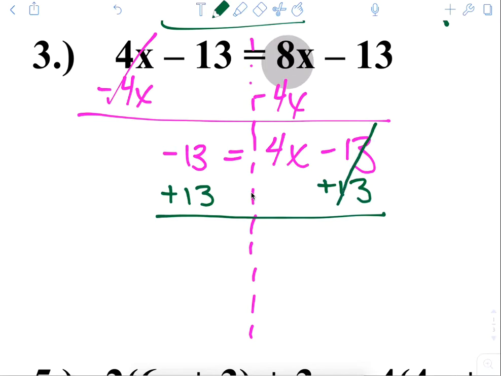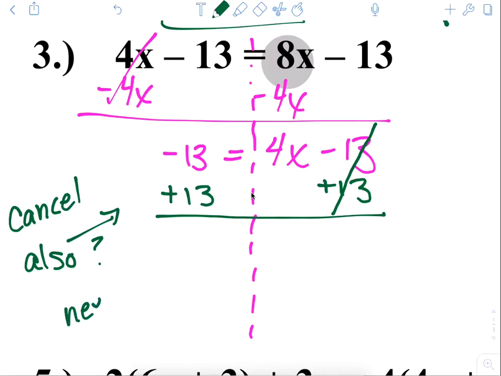This guy cancels. And now some of you might say, doesn't this cancel too? It does, but we still need a number here. So what is negative 13 plus 13? Yes, it cancels, but we still need a 0. Okay, so we're going to say 0 equals 4x.